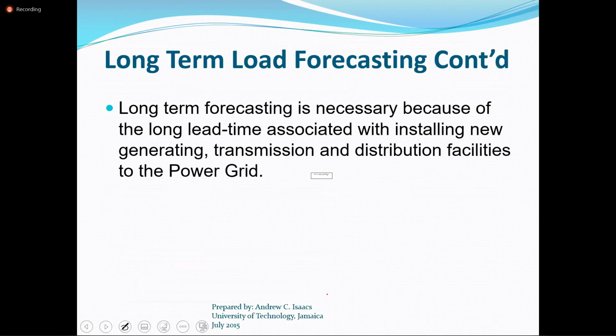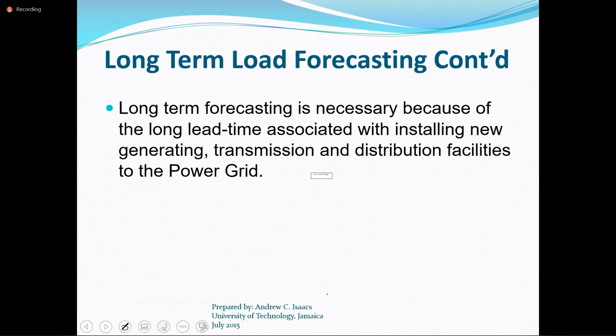Now, that is on the long-term side, yes? Because of course, you don't just get up overnight and decide that you're going to change a generator. You don't just get up overnight and decide that you need to expand your transmission system or extend your distribution system.